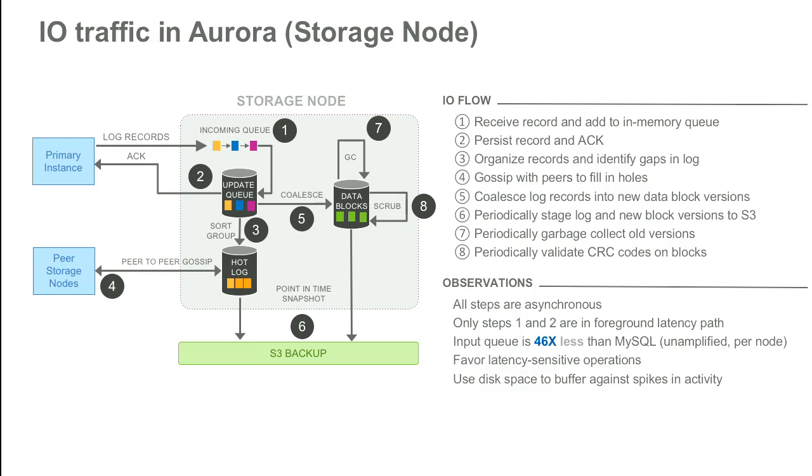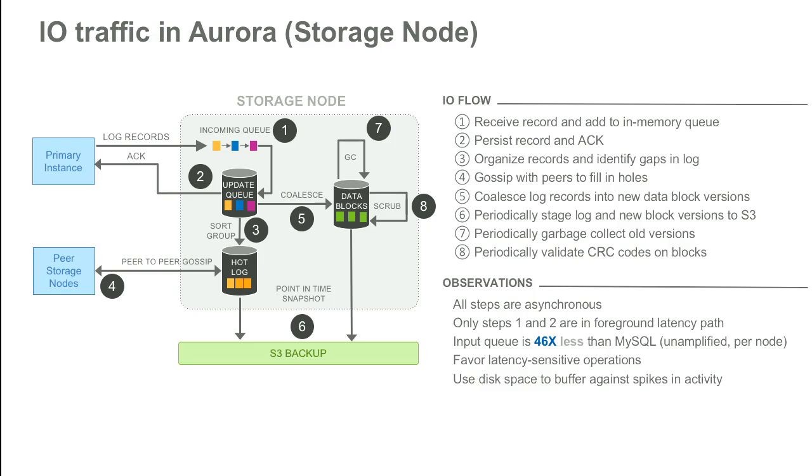So when a log record comes in, we do the very minimal amount of work to durably write that log record and then send the acknowledgement. That piece of work, the minimal amount of work to do the durable write, is all that is in the foreground latency path. Everything else happens in the background.